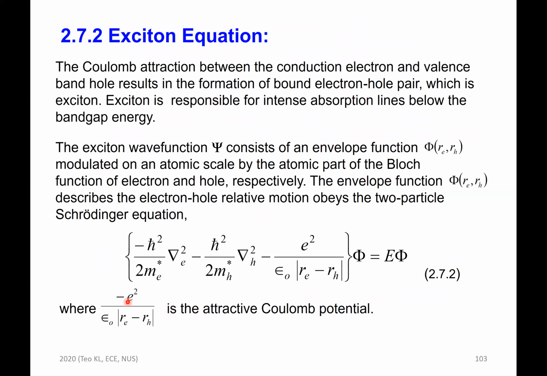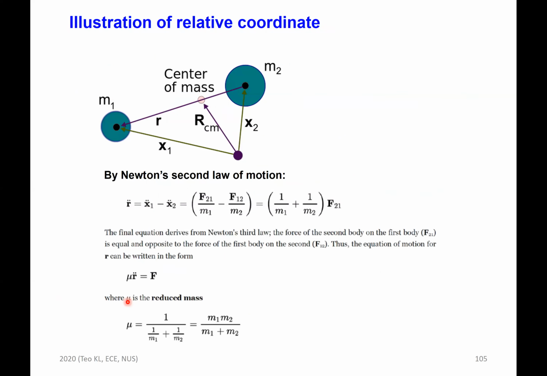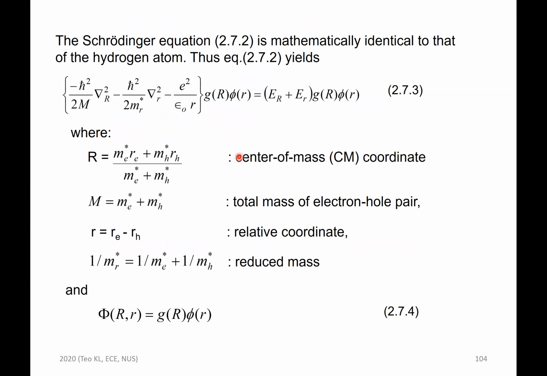So in solving the Schrödinger equation, there are two parts. One is the center of mass coordinate and one is the relative coordinate. So as I mentioned, you have two masses. By classical mechanics, you have a center of mass coordinate. So you take this as origin. So this total mass will be M_e plus M_h. The center of mass coordinate will be written in this form in classical mechanics.